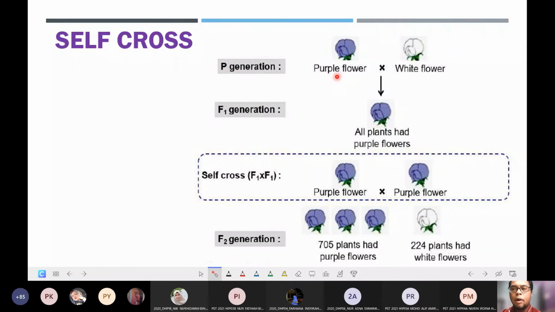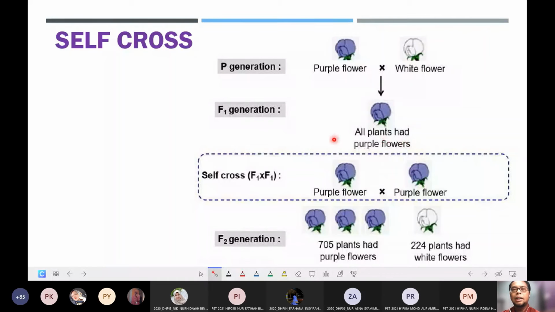And so let's say we have one plant that is having purple flower, and we cross this plant with another plant that will be having white flower. As a result from this crossing, the offspring will be produced, generasi anak, the offspring, and this offspring is known as the F1 generation, or the first filial generation. So this F1 generation will be showing purple flowers, all of them. All of the F1 generation will be having purple flowers only, no white flowers whatsoever.